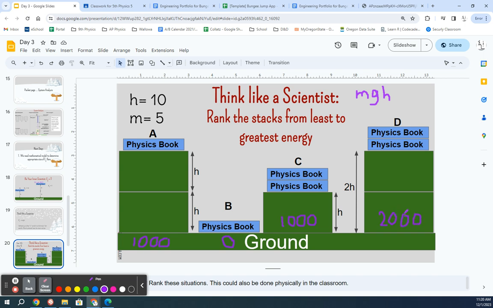Which again, you don't need to calculate it to figure this out, right? It should have double what A has because it has double the mass. Or it has double what C has because it has double the height. Same number of books, double the height. So again, our order from least to greatest should be B is the least, then A and C are tied, and then D is the greatest. All right.